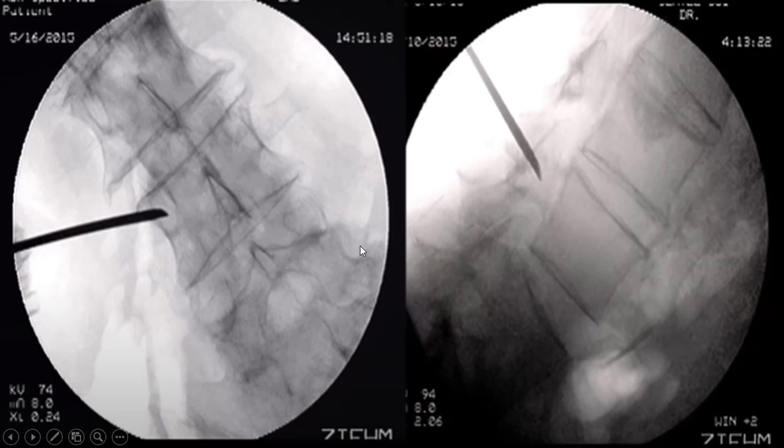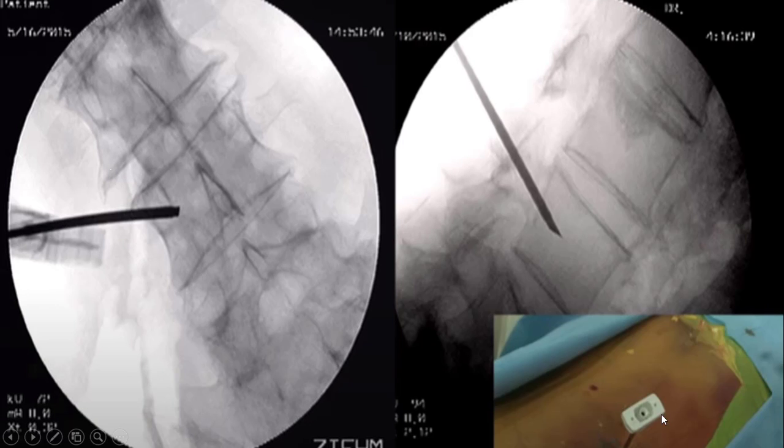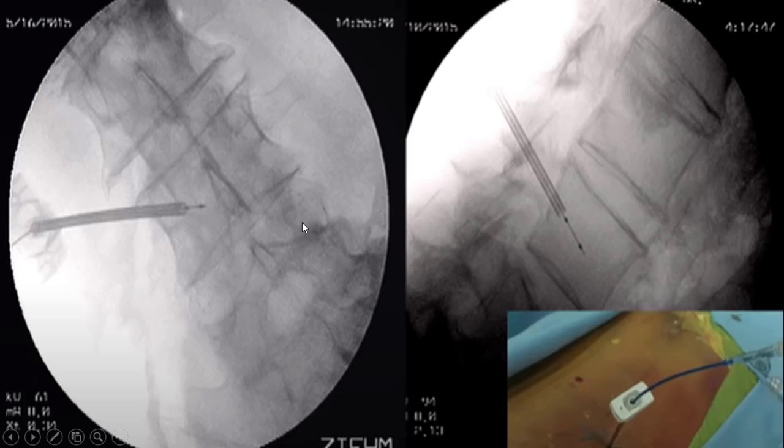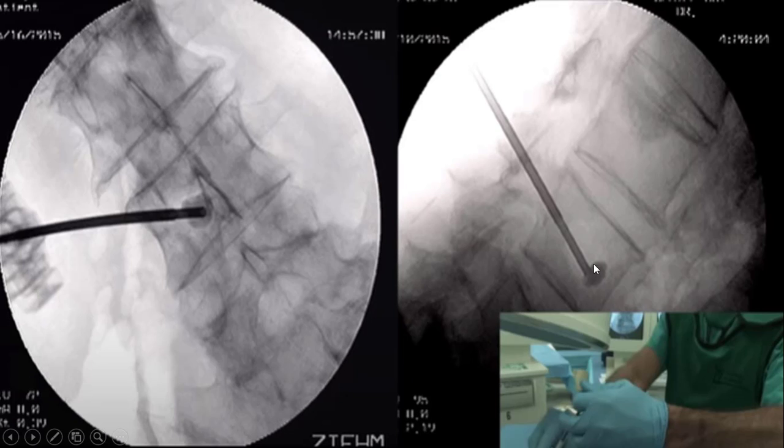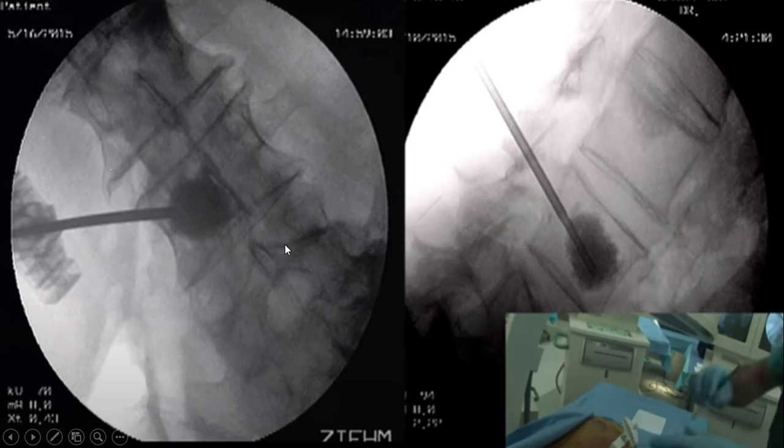Here's a lateral view. Keep inserting the balloon, then we blow up the balloon to make a space in the osteoporotic vertebral body. Make a space. This space we want to fill with bone cement. We start inserting bone cement here, as you can see, and then we fill the vertebral body with bone cement. As you can notice, we fill the body with bone cement in the anterior two-thirds.